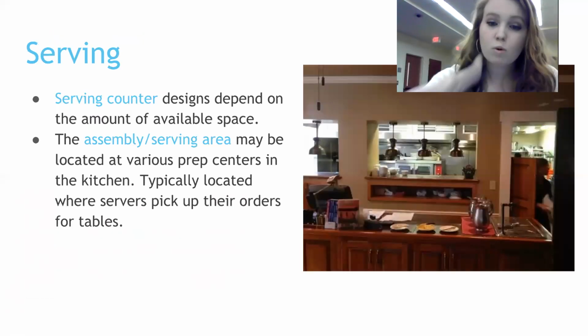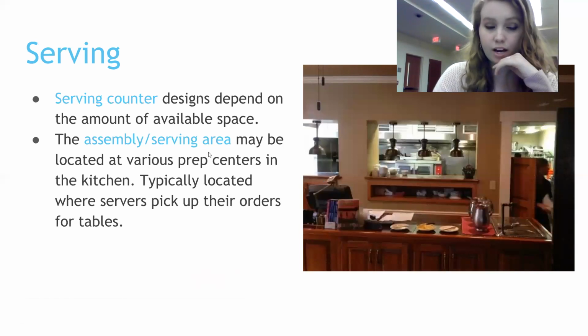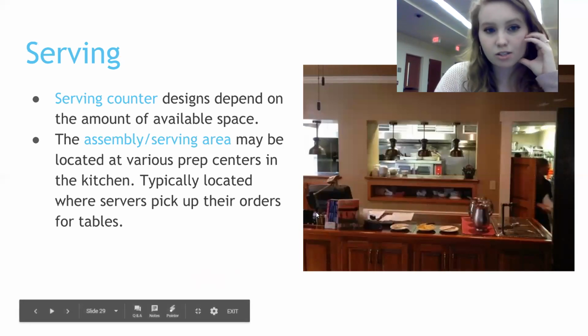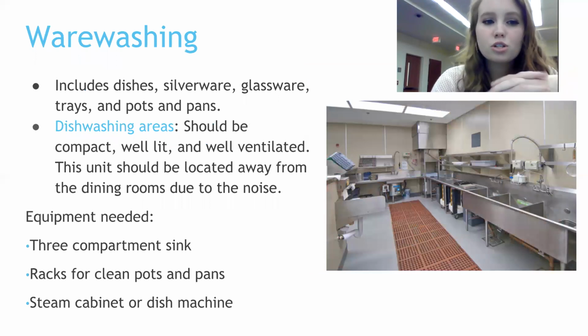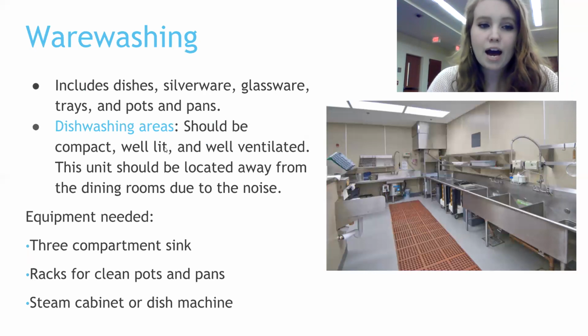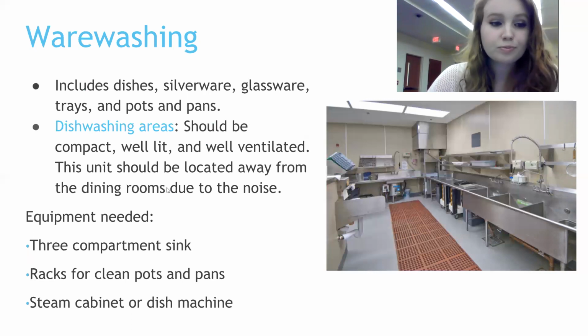The serving area is where the wait staff picks up the dishes that the kitchen has prepared to take out to their tables, which is also called the assembly and serving area. These depend on the amount of available space that you have in your kitchen, so they're not always located at the same place, but they're typically located where servers pick up their orders for their tables. The ware washing station is where all of your dishes, silverware, glassware, trays, pots, and pans get washed. And they should be compact, well lit, and well ventilated. And it should be located away from the dining room because of the noise.